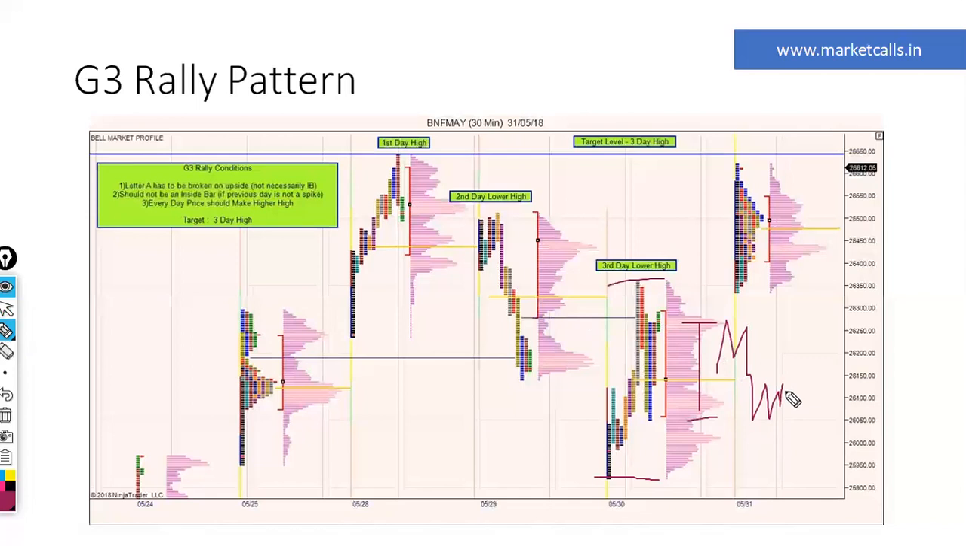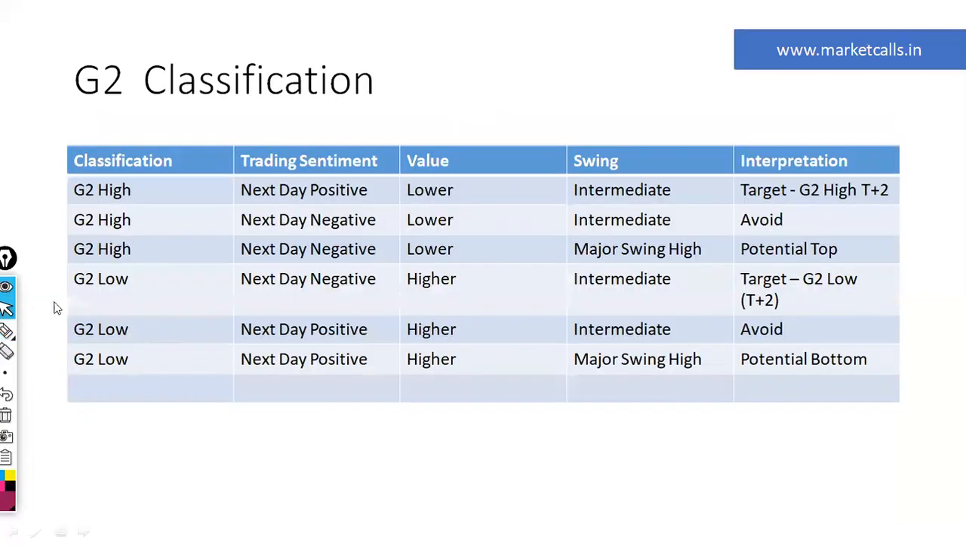Okay, fine, sir. It should not be an inside bar. Yeah, it should not be an inside bar. That is the condition for G2 also. That is the condition for G3 also. Sure, thank you. And only in that case we can anticipate, then comes one more level of validity. That is where we look into the bell trend analyzer. Anyway, first we'll look into the patterns.